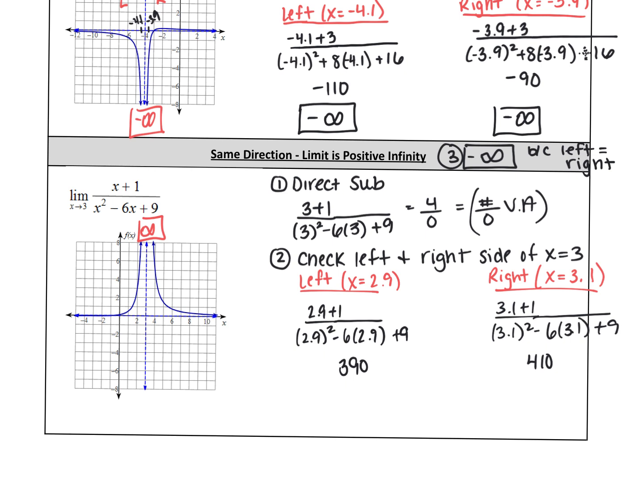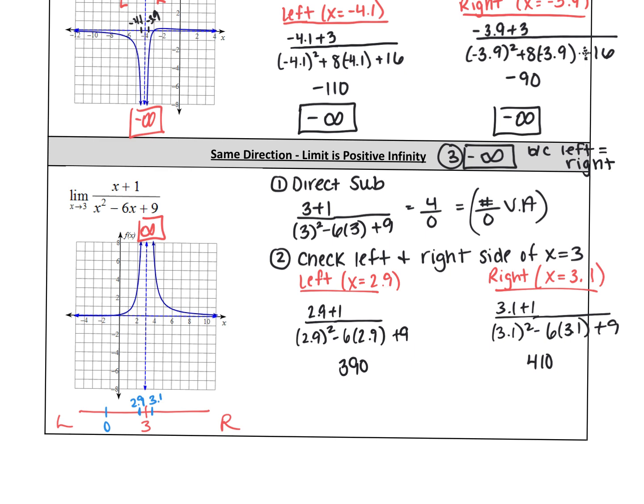Okay, so I did direct substitution and I got a number over 0. I got 4 over 0. So now I've decided that I need to check the right and left side of this x equals 3. So if it helps, you could draw a little number line over here, right? Here's where x equals 3 is. Here's the left of 3, here's the right of 3, and you want to get as close to 3 as possible. So if 0 we know is over here, this as close to 3 as you can get is probably 2.9-ish, and then as close to 3 you can get from the other side is 3.1. So that's how I got my left number and my right number.